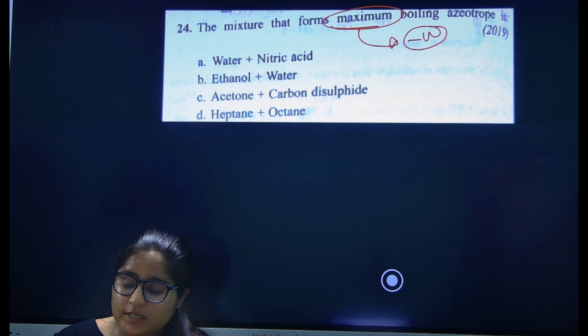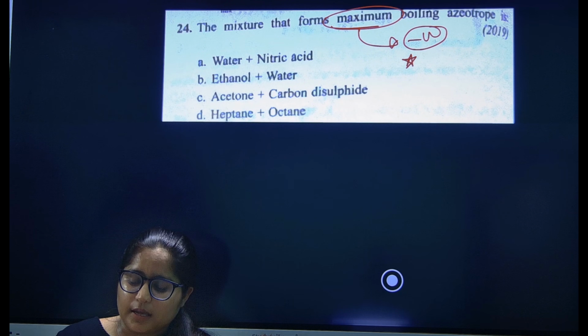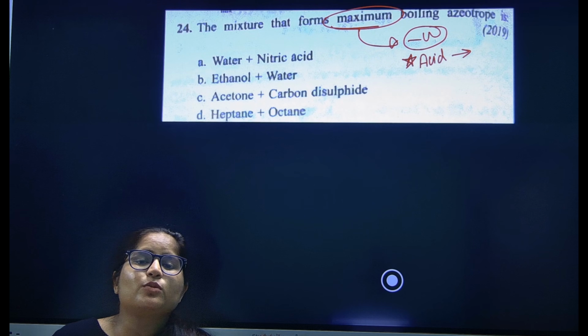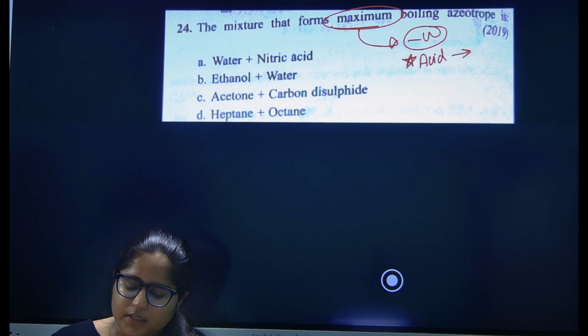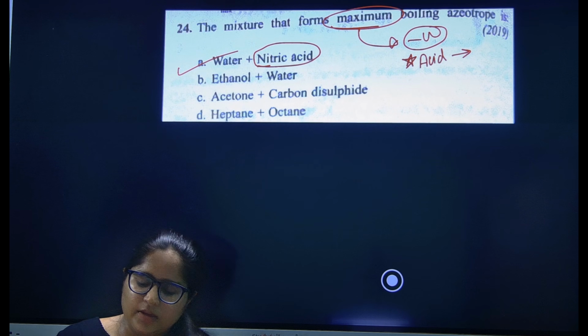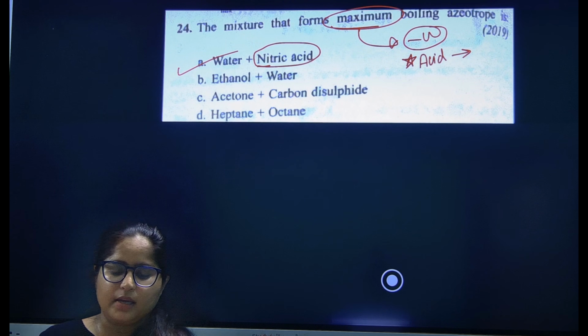Okay, so what was the trick for negative deviation? Those who have studied from me, they know the trick is, ma'am, acid base with anything. Acid base with anything will show negative deviation. Can you search which option has acid? Nitric acid. Okay, so this will be showing negative deviation, meaning maximum boiling azeotrope.